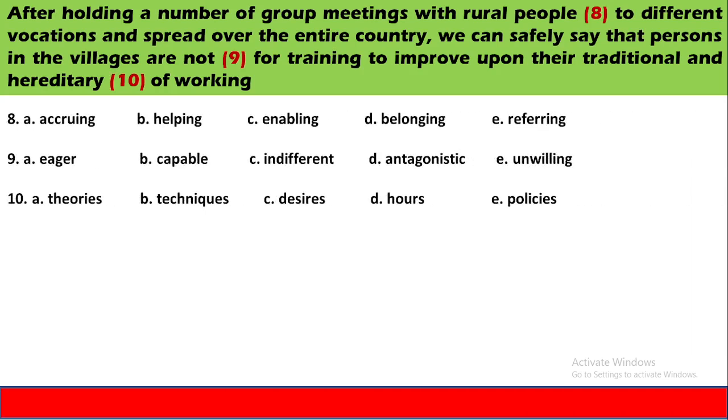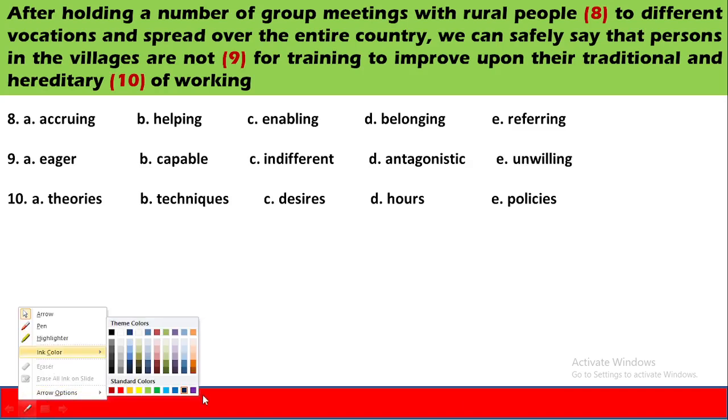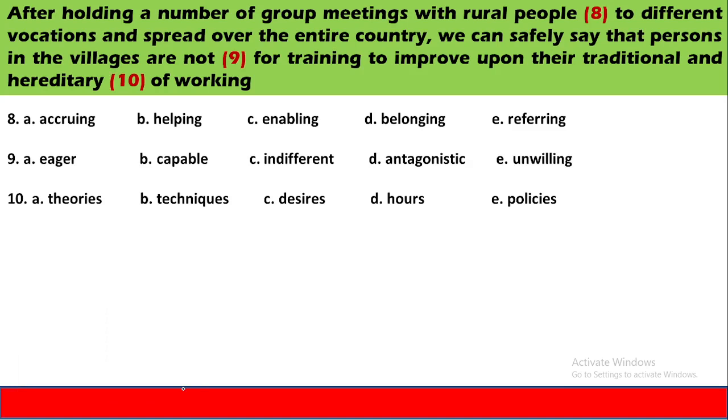After holding a number of group meetings with rural people, dash to different vocations and spread over the entire country. Now this word "to" is also a very important clue for us. All the words are not followed by the preposition "to". Different words are followed at times by different types of prepositions.